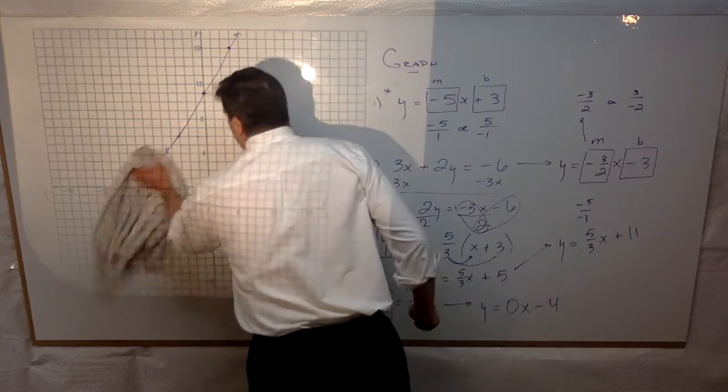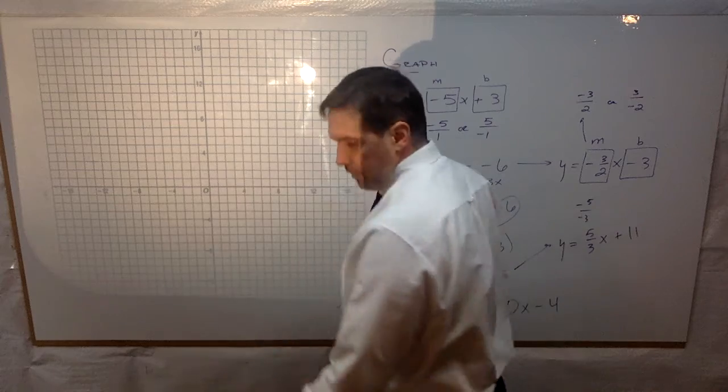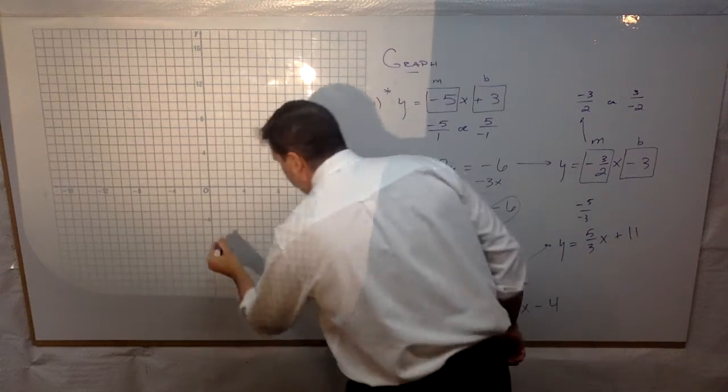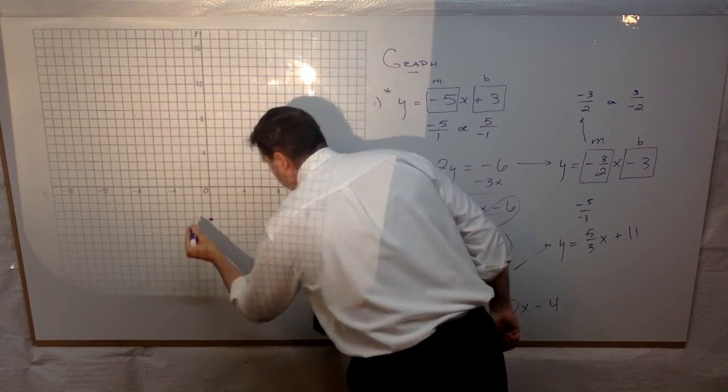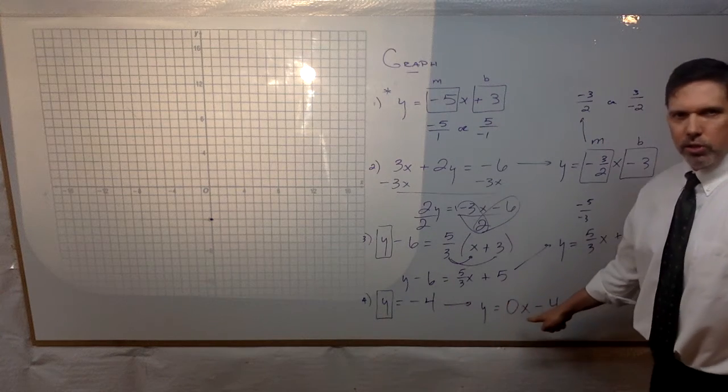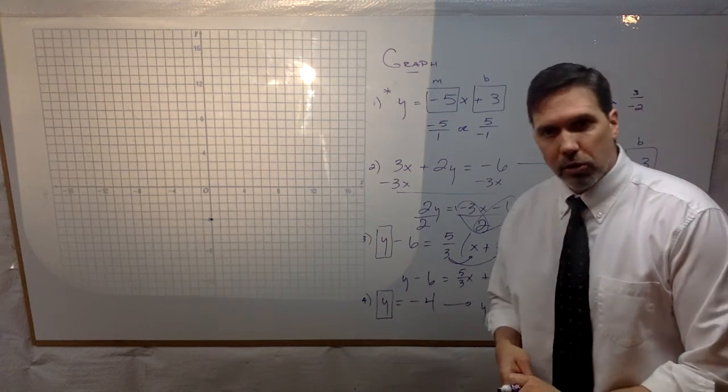I should get rid of these. The y-intercept is -4. And here's where people get confused. They get that the slope is 0, but they don't understand what a 0 slope means.